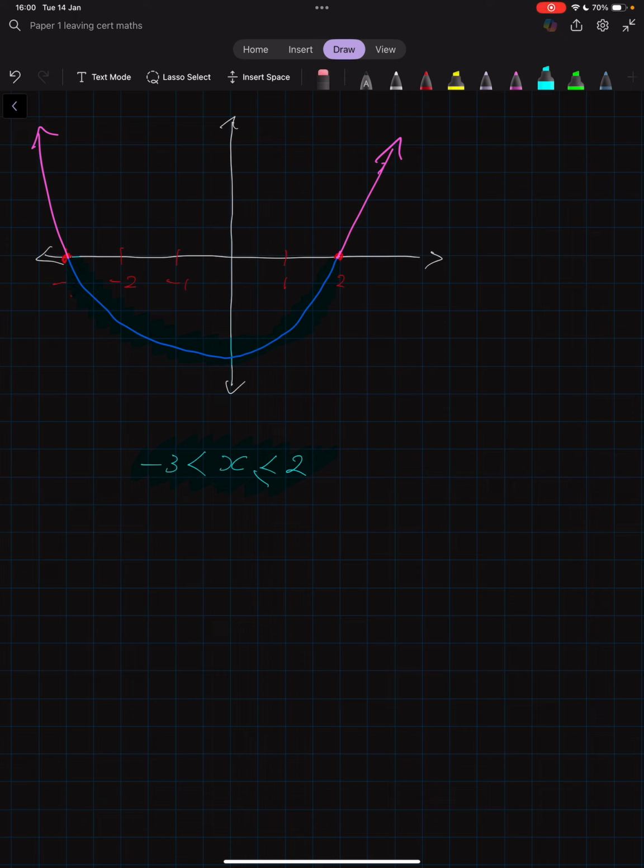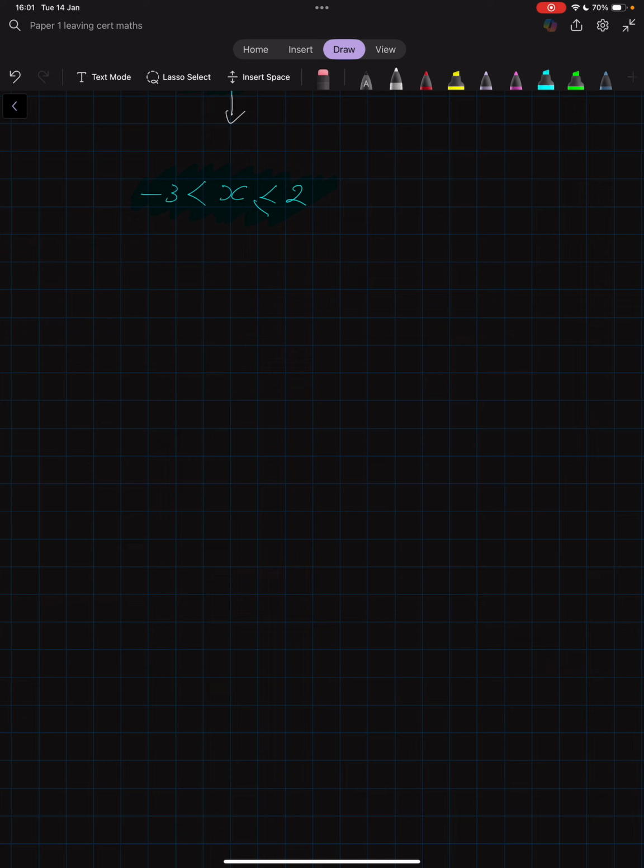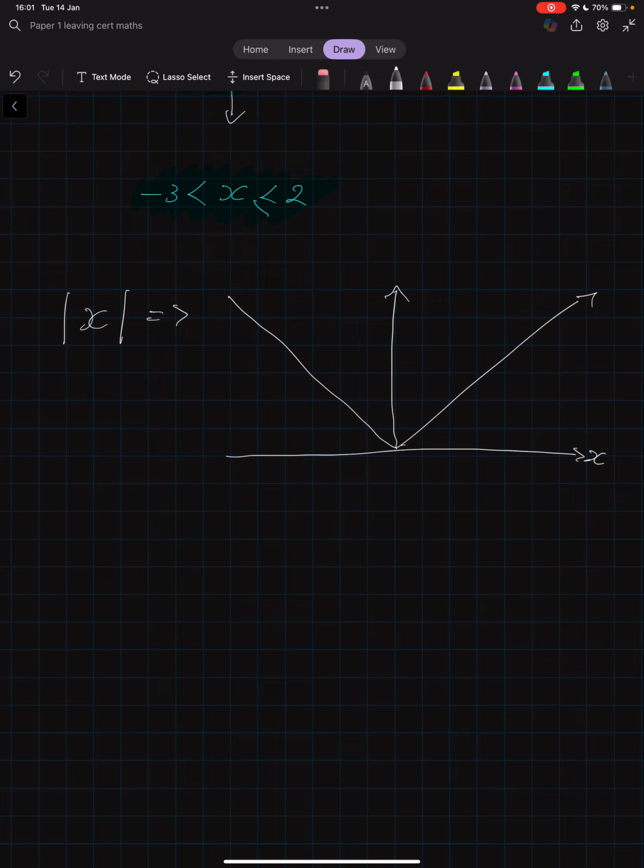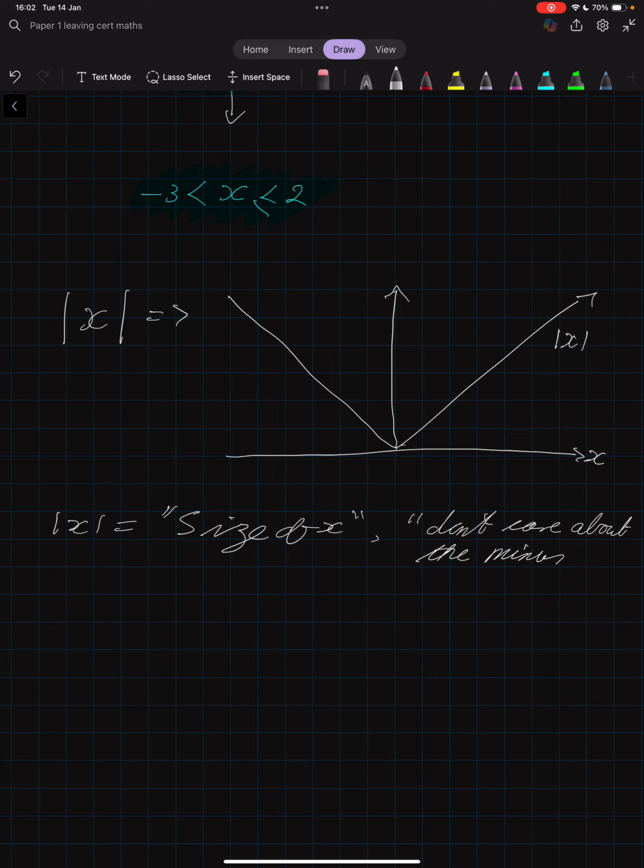Okay, and now we're going to do the absolute value, the modulus, next. The absolute value and the modulus is really not bad. If you have the modulus of x, you draw it like this. That's the modulus of x. You can think of it as the size, or in quotations, you just don't care about the minus. So you basically just forget about the minus.